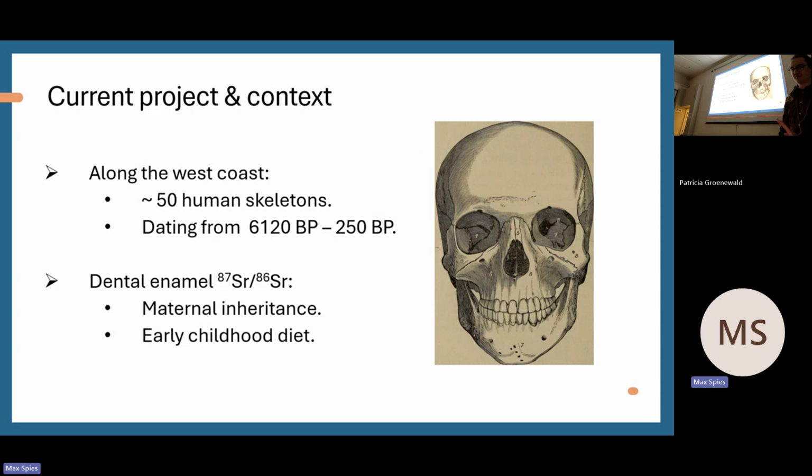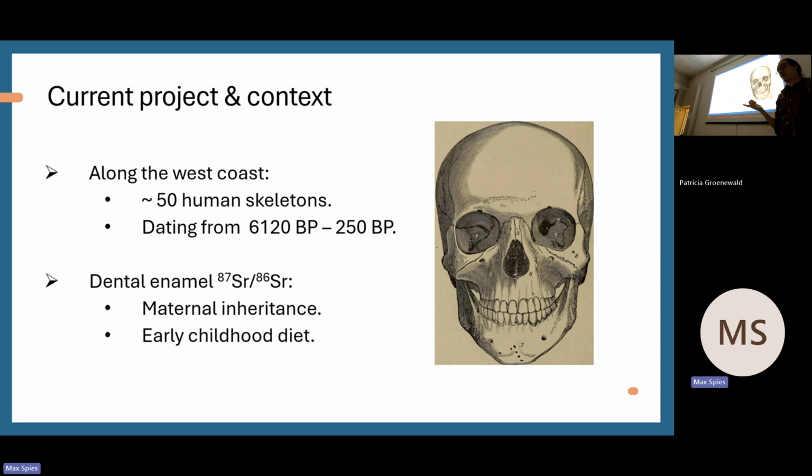Let's move on to my current project and provide you with some archaeological context of what I've been doing. Over the last few years, around 50 human skeletons have been found along the west coast. These are the ones that have been dated using carbon dating, and they've been dated to between around 6,000 BP to 250 BP. It's quite a broad range. Obviously, this is Holocene stuff.